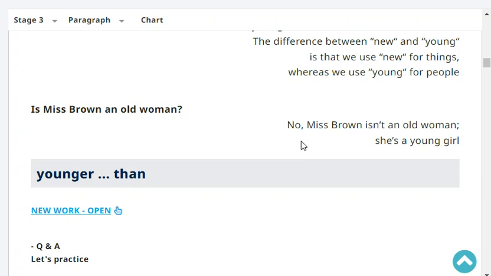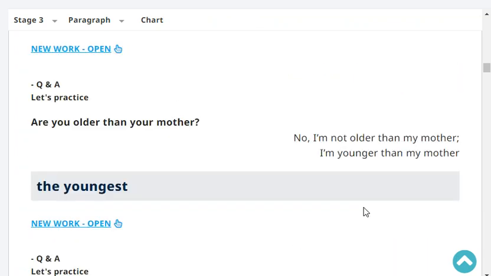Is Miss Brown an old woman? No, Miss Brown isn't an old woman. She's a young girl. Very good. Are you older than your mother? No, I'm not older than my mother. I'm younger than my mother.